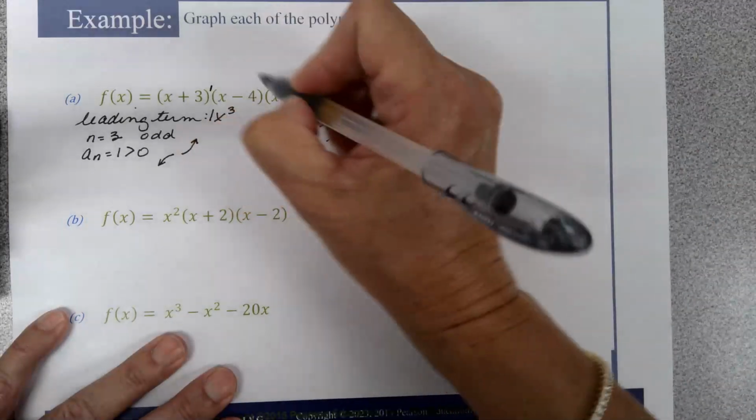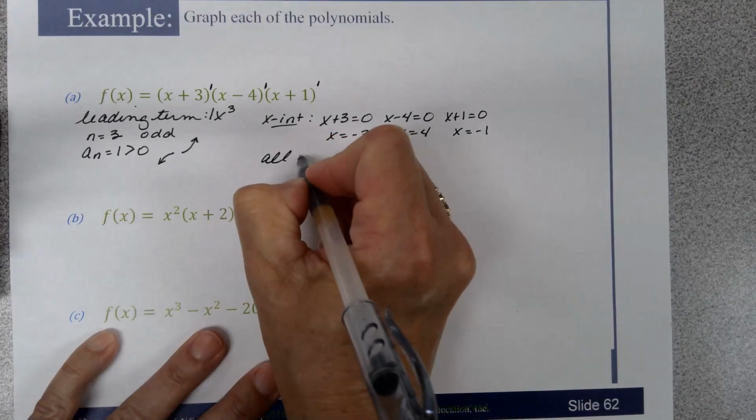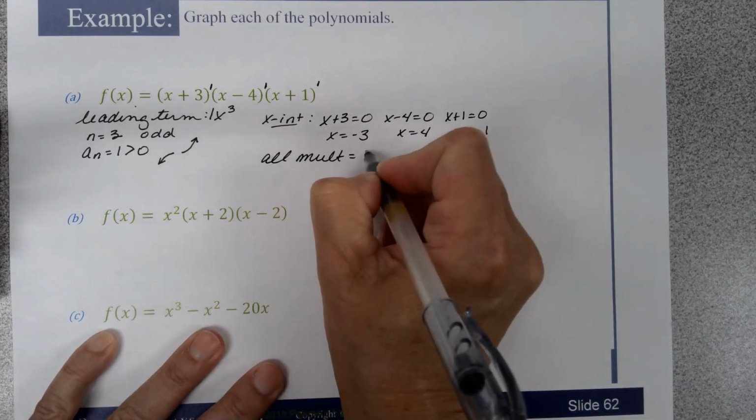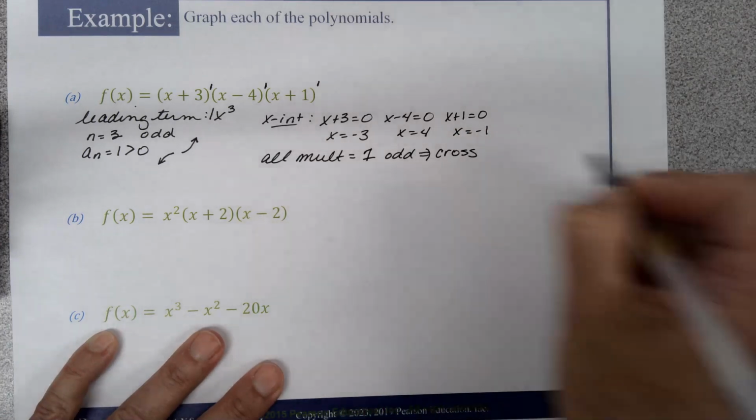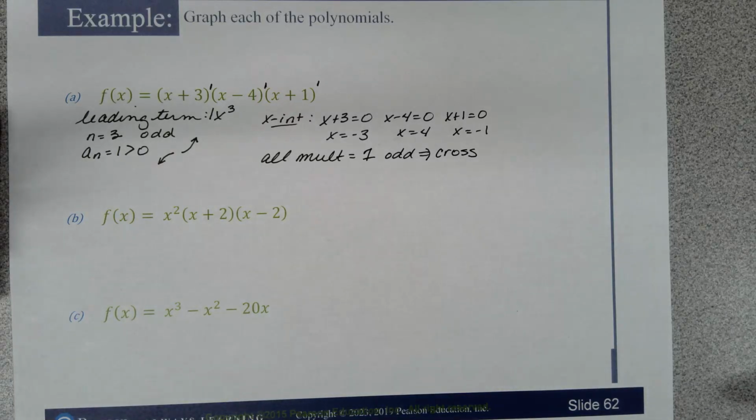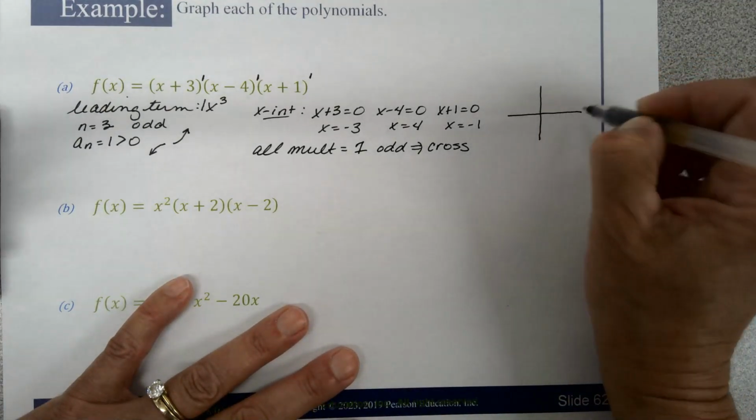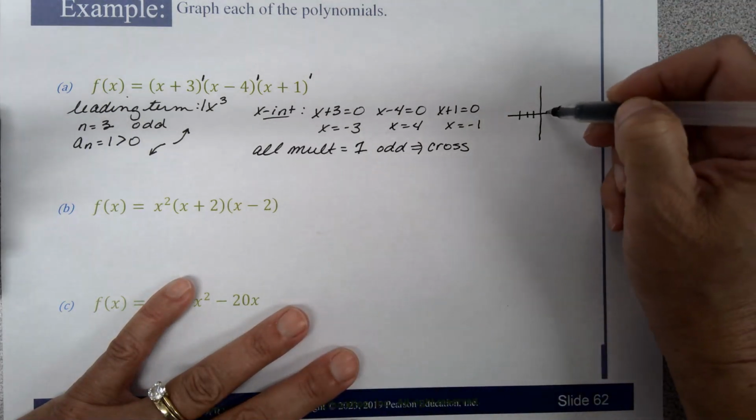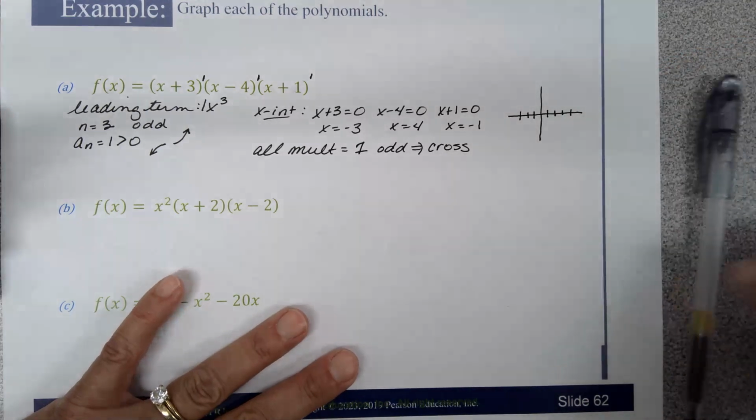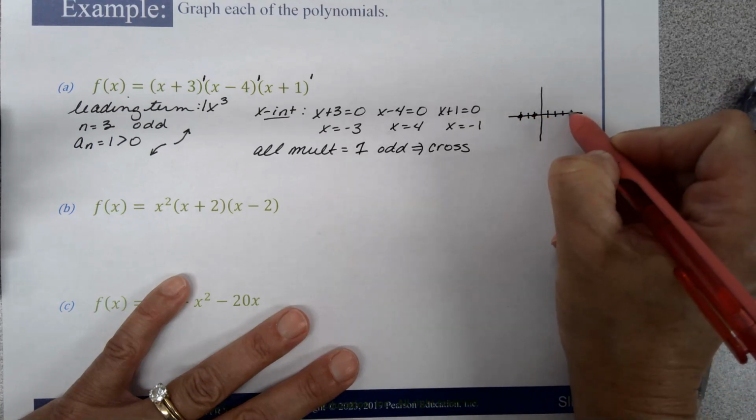The implied power outside every one of these groupings is a 1. And so all multiplicities are 1, which is odd. So it's going to cross at every single x-intercept. Any questions on that? Good. So here we get our graph. I have x-intercepts as far left as -3, as far right as +4. So at -3, at -1, and +4.